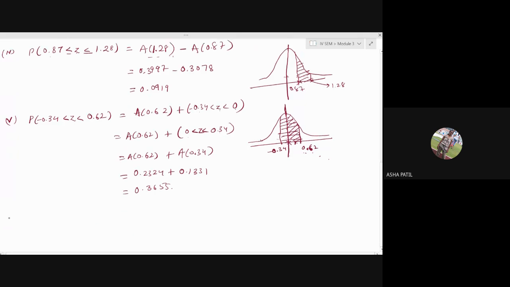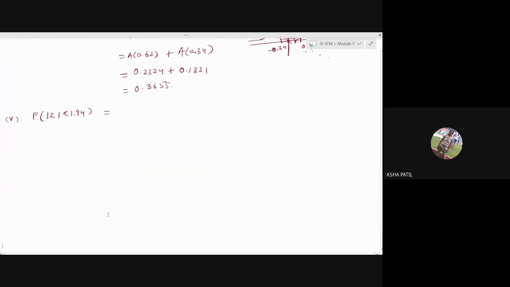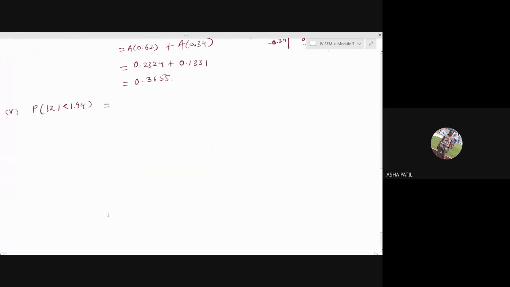Next one, probability that mod z is less than 1.94. What will you take? Can you tell me? Mod of z is less than 1.94. What should be taken? Area between minus 1.94 to plus 1.94.